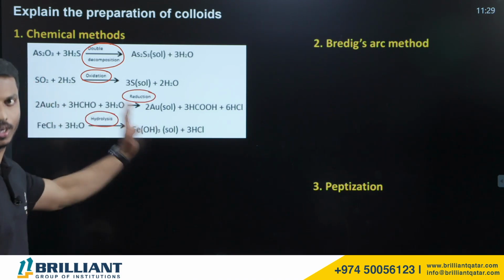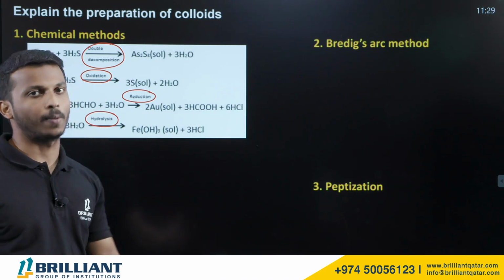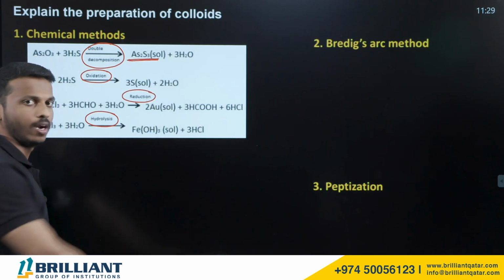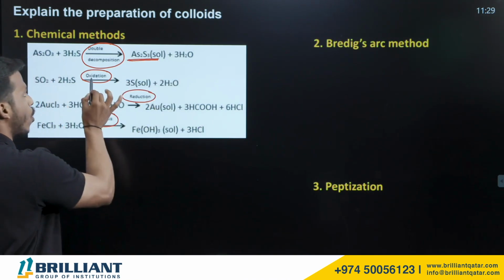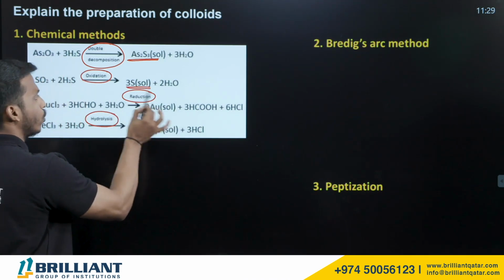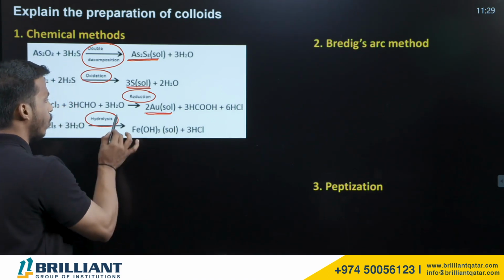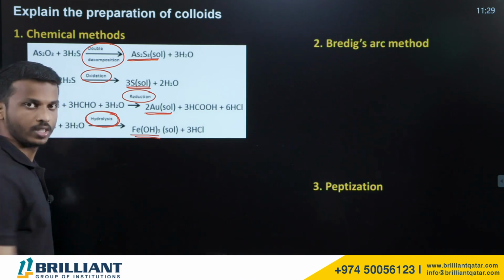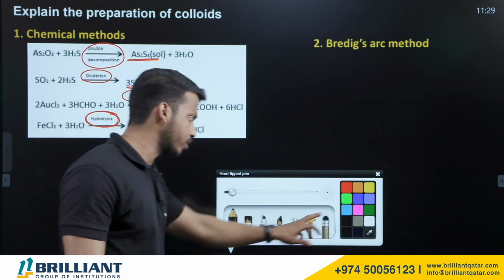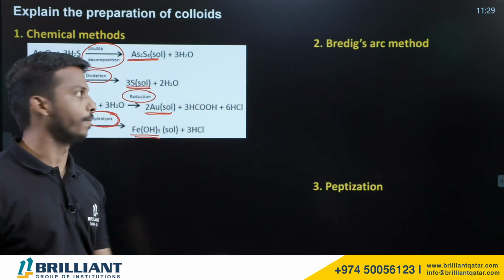It's important to know the equation, especially which colloid each reaction prepares. Through double decomposition they prepare arsenic sulfide colloid. Through oxidation they prepare sulfur colloid solution, and through reduction they make gold colloid solution. Through hydrolysis they make Fe(OH)3. Maybe one objective question can be asked, so it is important to know the 4 reactions and which colloid each one prepares.